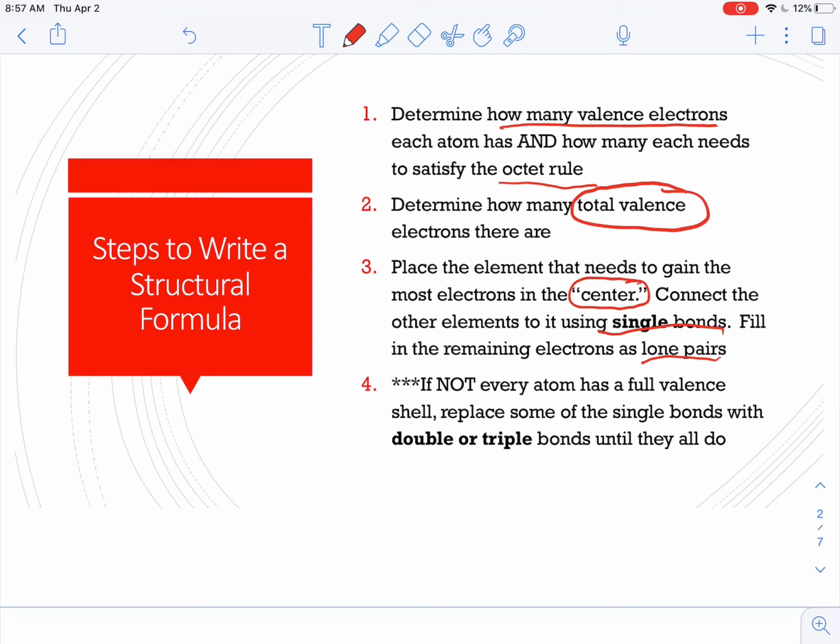Now the problem we run into that we saw a little bit on that last slide is sometimes it is not enough to make sure that every single atom has the 8 it needs, or if we're looking at the case of hydrogen, that it has the 2 electrons it needs. So if not every atom already has a full valence shell, this full octet, then we might have to replace some of our single bonds with either double or triple bonds until we satisfy the octet rule.